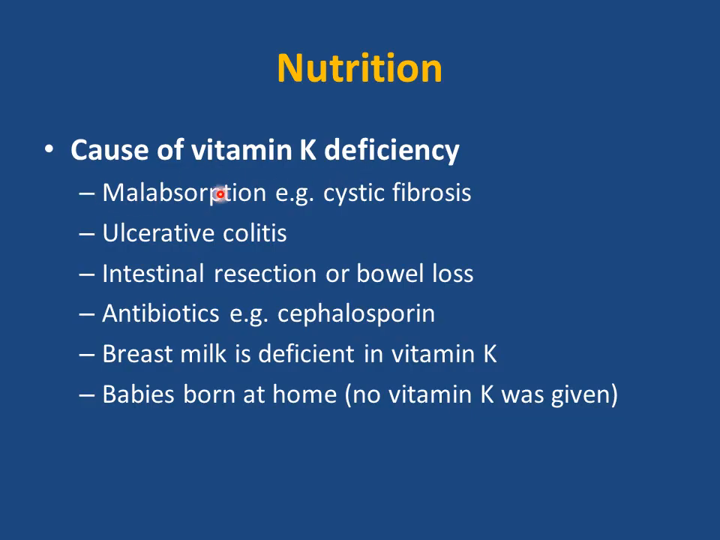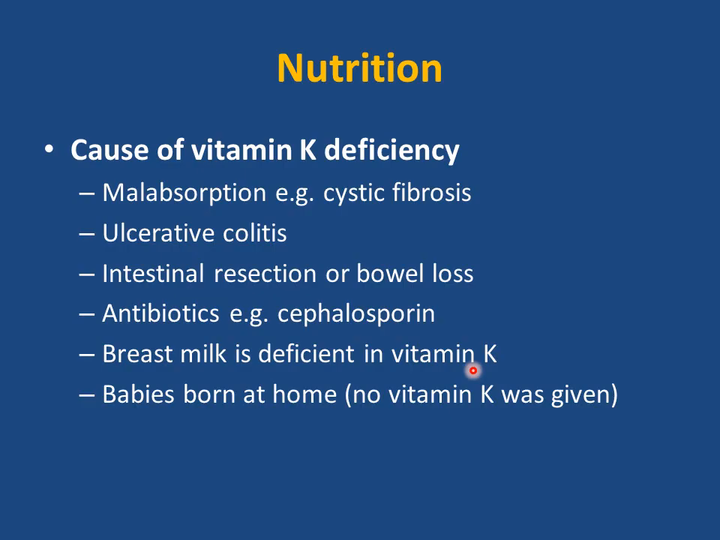Causes of vitamin K deficiency: malabsorption, for example cystic fibrosis, ulcerative colitis, intestine resection or bowel loss, especially the ileum, and antibiotics, for example cephalosporin. Breast milk is deficient in vitamin K. Vitamin K also does not cross the placenta, and the baby will depend on the gut flora in order to make vitamin K, which is not ready in the first few days.